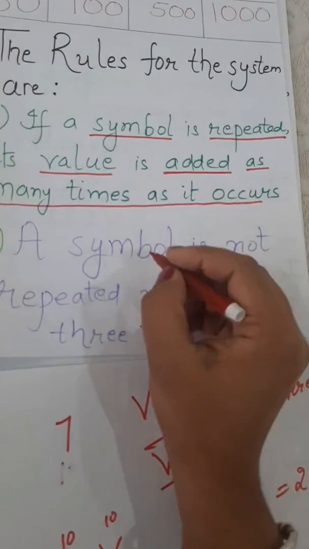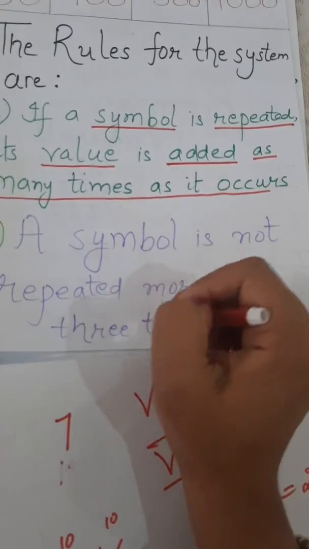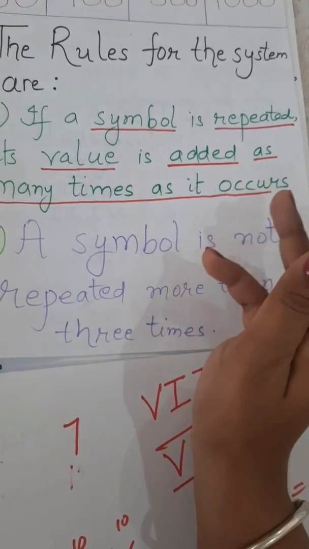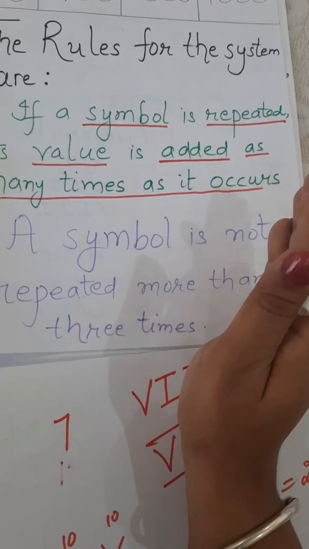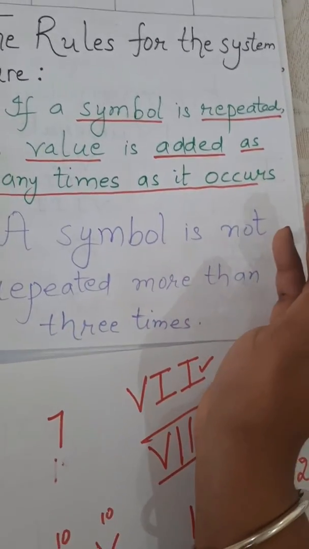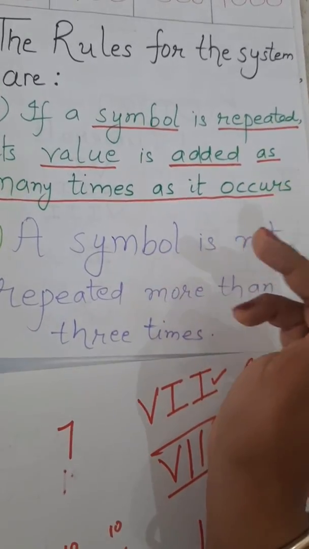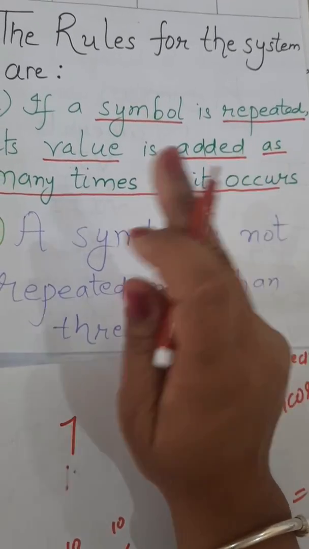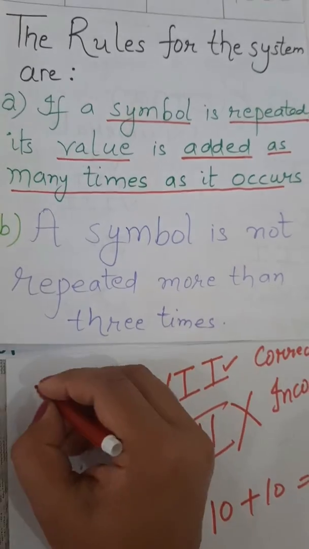Now the next rule is, a symbol is not repeated more than 3 times. In part A we saw that if a symbol is repeated, then its value is added as many times as it occurs, but it is not repeated more than 3 times, meaning maximum it is repeated 3 times, and more than 3 is not possible.